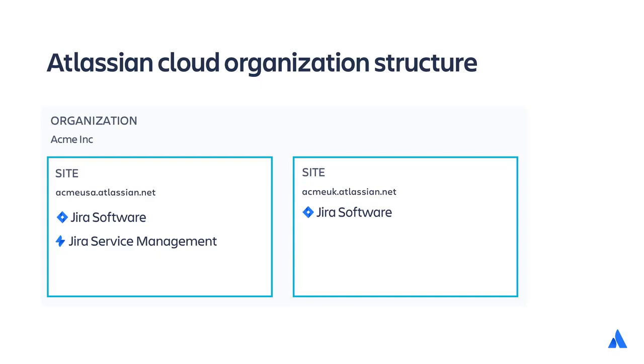Each site can have licenses for one or more Atlassian products. You see that Acme USA and Acme UK both use Jira Software. A site can also use a product that's unique to their site. Here we see that Acme USA uses Jira Service Management, but Acme UK does not. For the purposes of this course, we are focusing on Jira products, but an organization administrator would manage access to Confluence too.